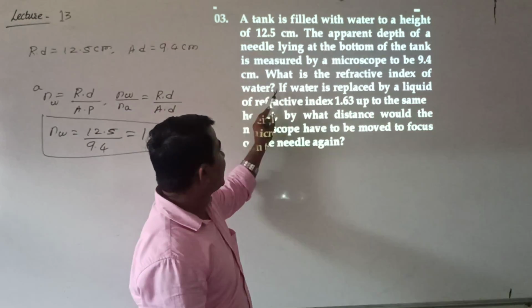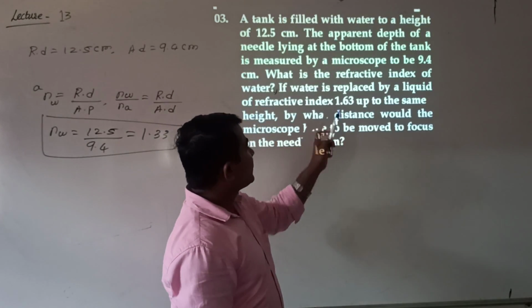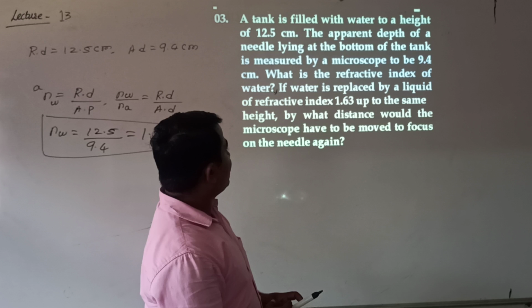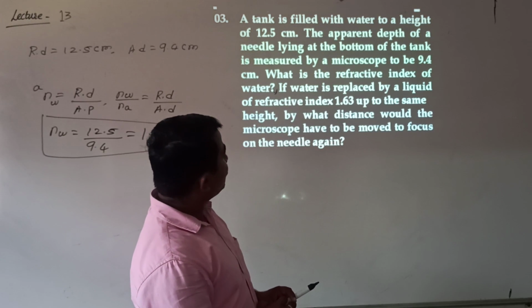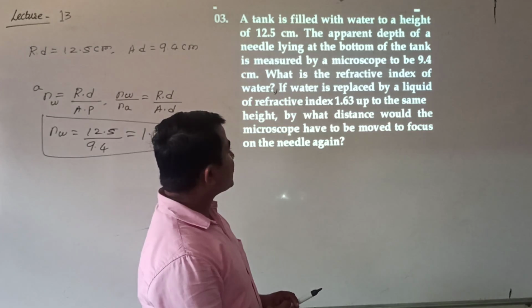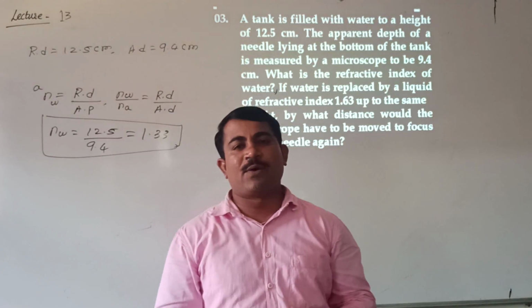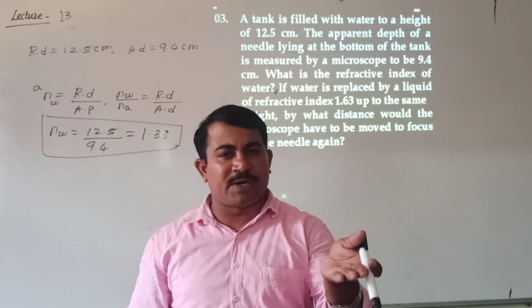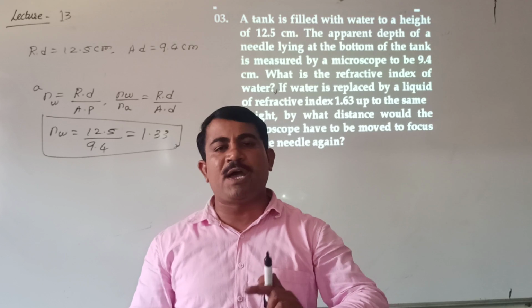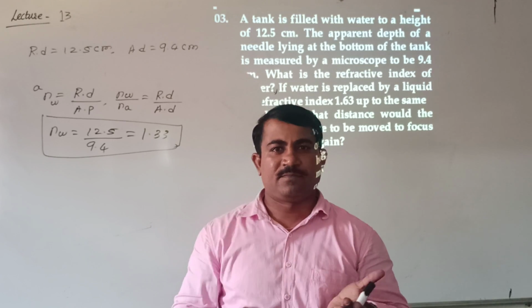Up to here. Then what is the rest of the problem? If water is replaced by a liquid of refractive index 1.63 up to the same height, by what distance should the microscope have to be moved to focus the needle? Now the water is replaced by another liquid, so a new apparent depth is obtained. For the new apparent depth, a sharp image can be obtained by adjusting the microscope. That is the numerical.